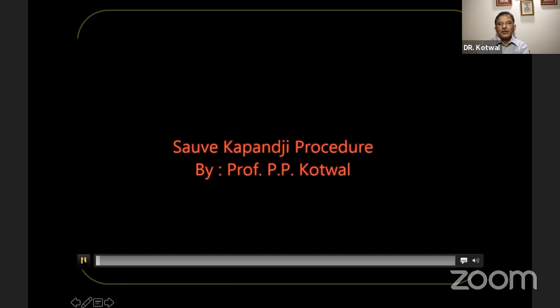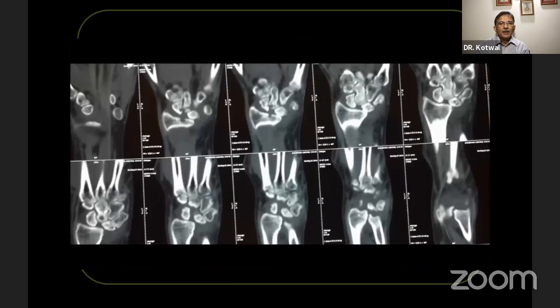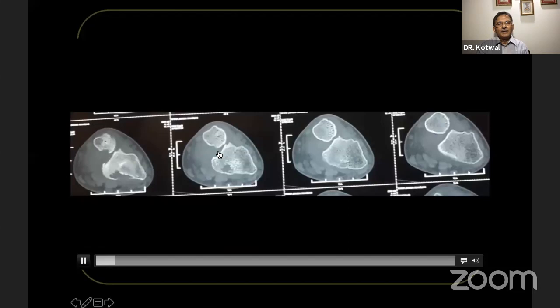Now I will share a short video of the procedure, the Sauvé-Kapandji procedure, and this shows the instability at the DRUJ. You can see here the dislocated, subluxed distal ulna.